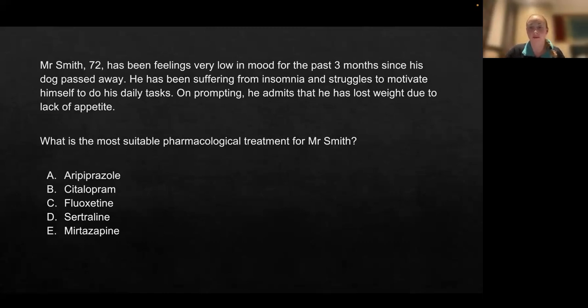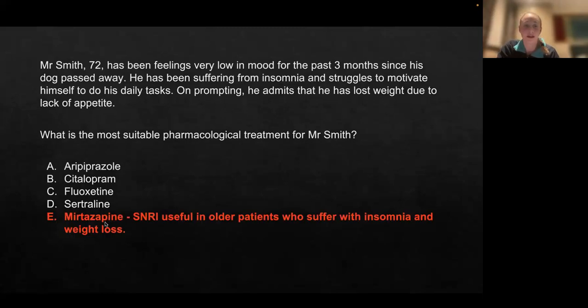This can be a bit of a hard question. Any more answers? No, okay, so I completely see why we had D, but the answer to this one is actually mirtazapine. And the reason for this is because it can be very useful in older patients with insomnia and weight loss. So that's just one to know in the back of your mind as it can come up.